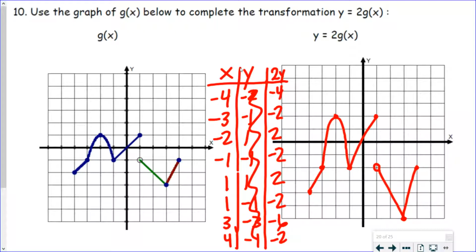So since we did it to our y's, it's a vertical transformation, and we multiply by 2. So vertical stretch by 2.